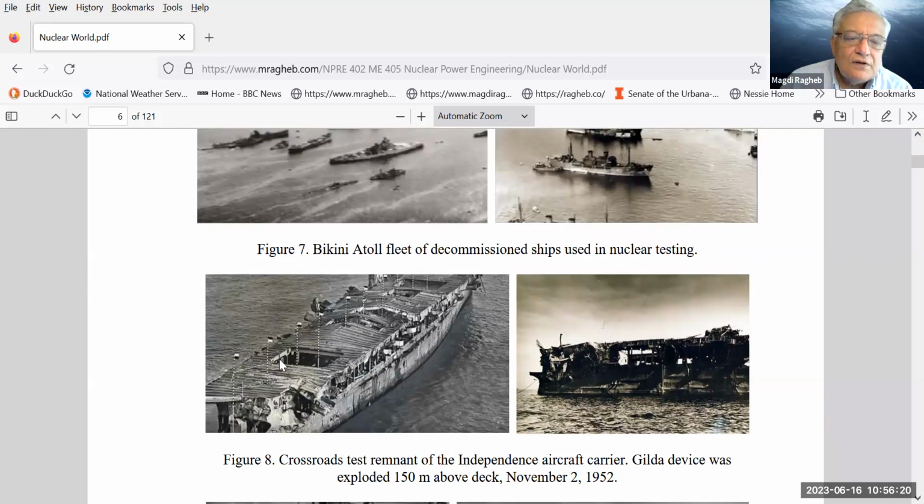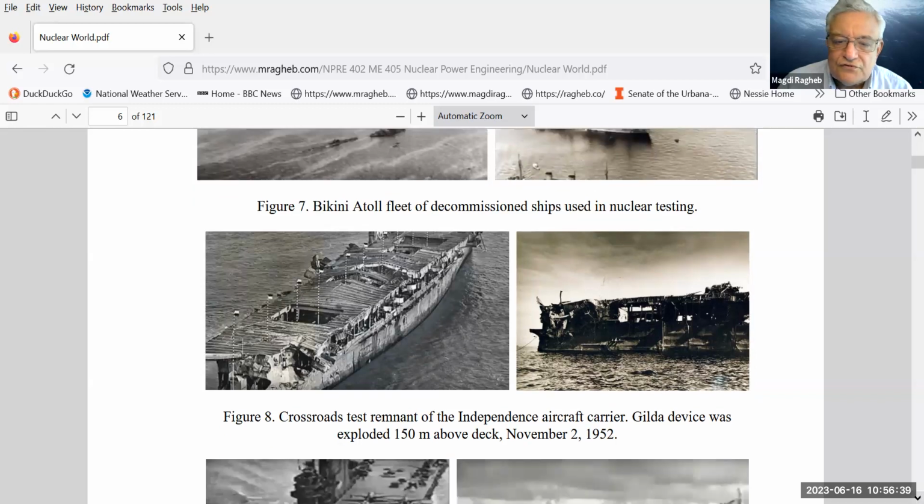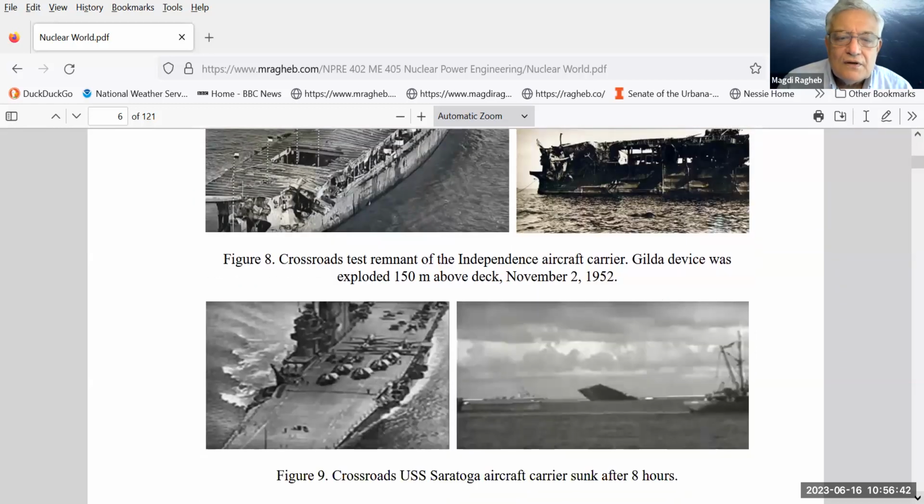You know that the decks of aircraft carriers are made out of wood to get the impact of the plane that is landing on it. It was total destruction, as you could see here. The device was exploded 150 meters above deck. That was November 2nd, 1952, not the 50s in general.